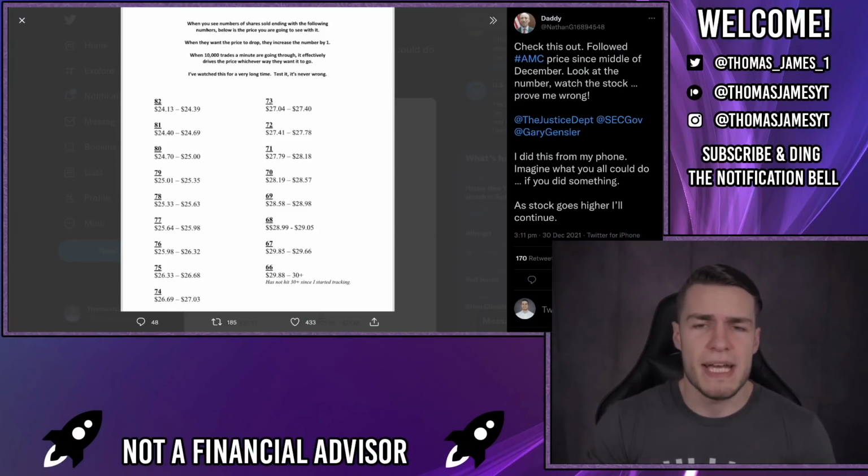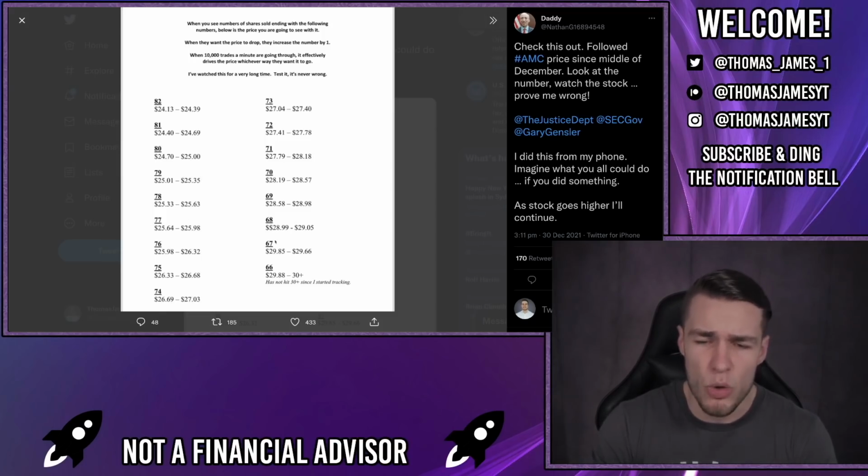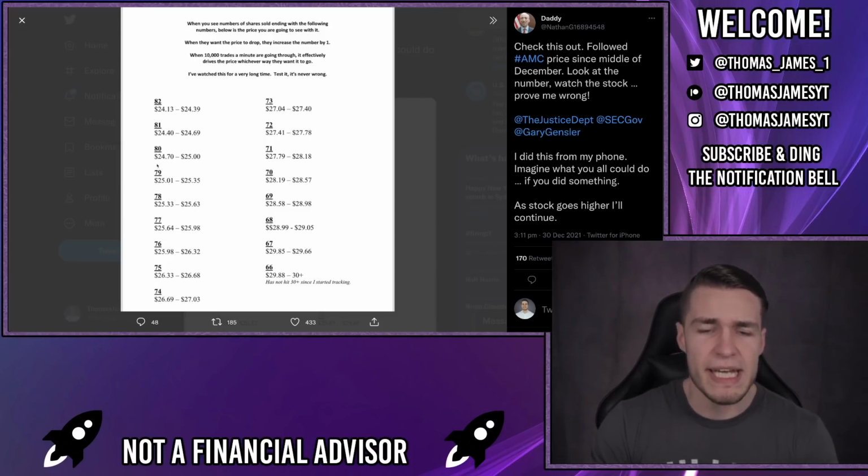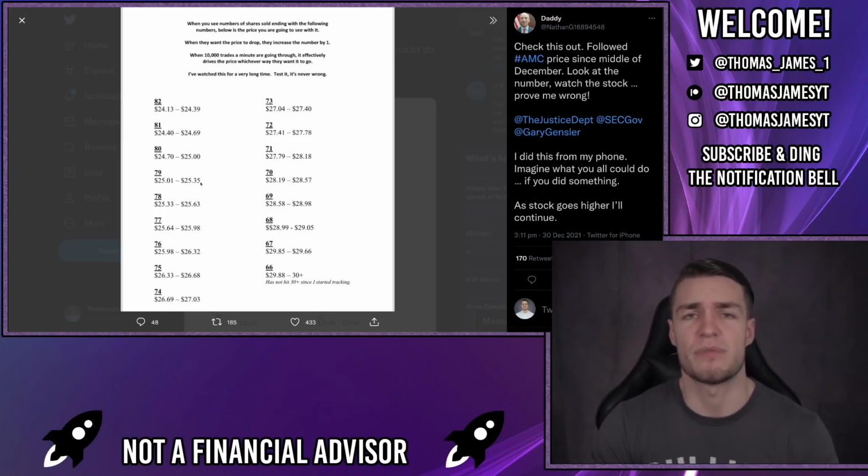So if you look at the level 2 data, when you see the number of shares sold ending with the following numbers, below is the price you're going to see along with it. When they want the price to drop, they increase the number of shares sold or bought by 1 share. So as you can see, depending on the number of shares being sold, it indicates a different price point that the institutions want to drop or raise the price of AMC to. So as an example, if we pick 79 here, if there's 79 shares being sold or bought in rapid succession, the price of AMC should be driven somewhere to 25.01 to 25.35 per share.